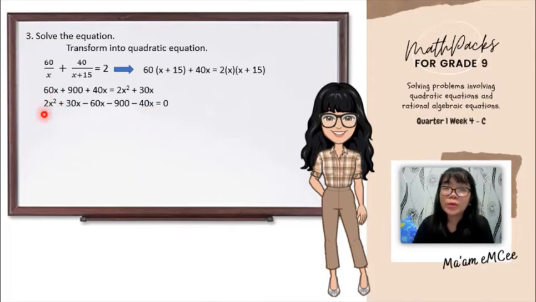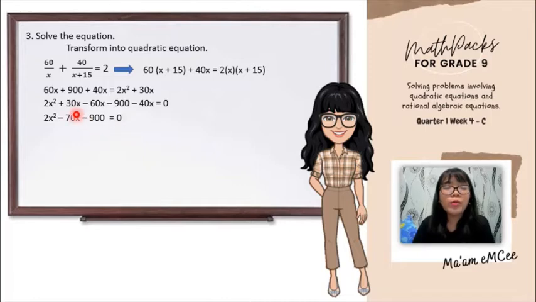We cannot include 2x squared because the exponent of the x in 2x squared is 2. Those have 1, 1, 1, and this one has no variable x. So only those three are our like terms. So we can combine them. So we copy 2x squared. We also copy negative 900, and that would be equal to 0.